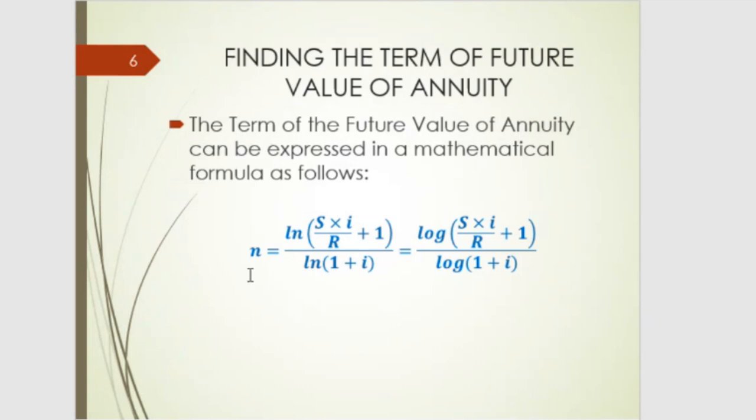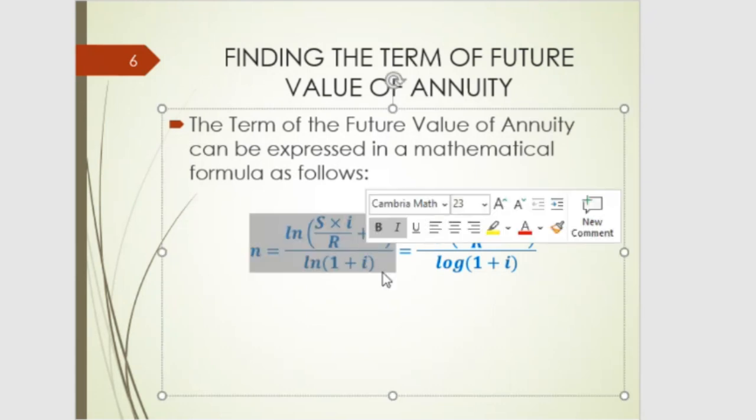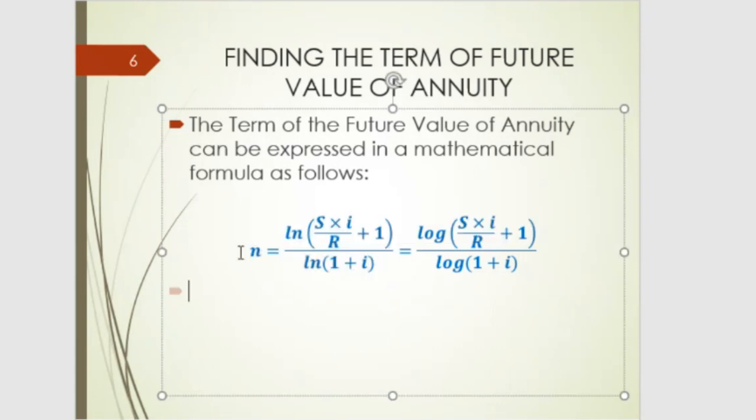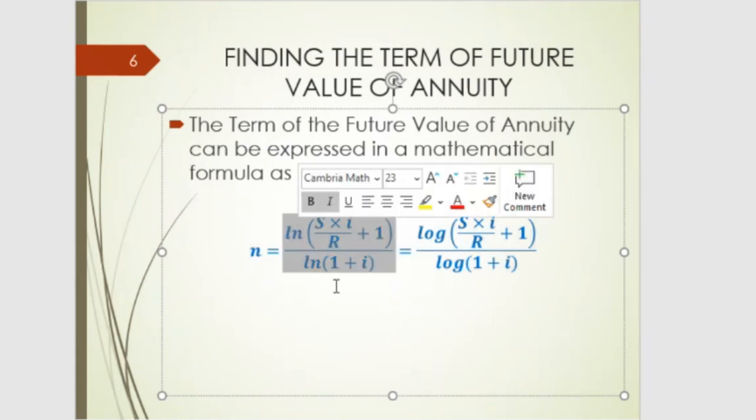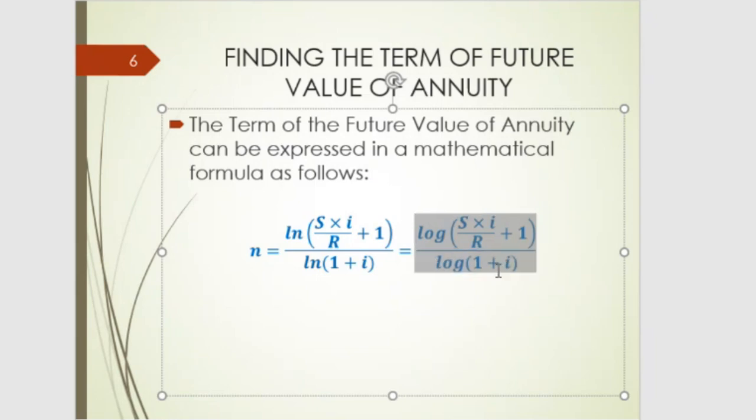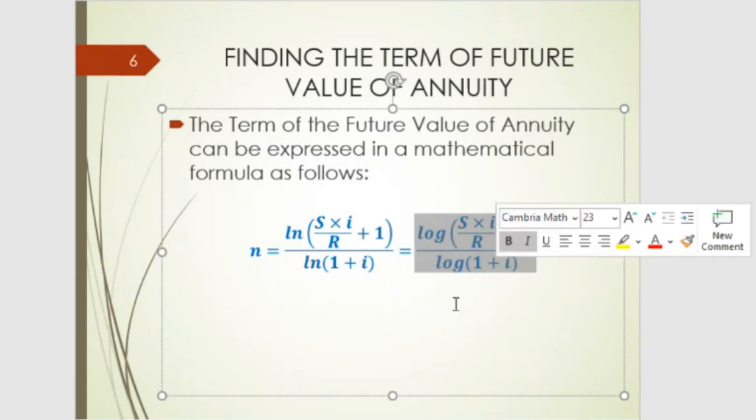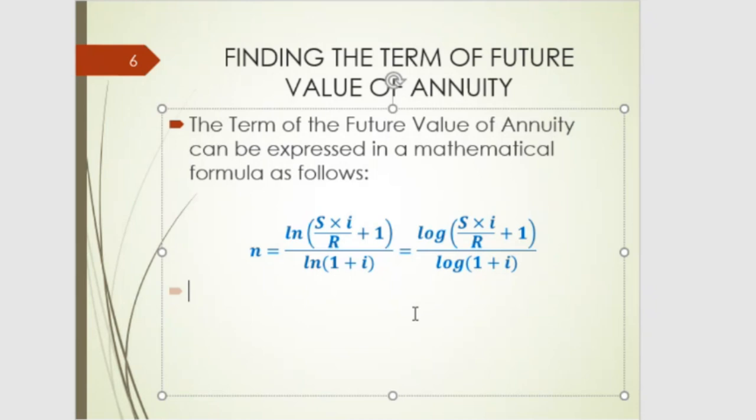Again, to find the term of the future value, which is the number of years, like how long it would take this investment to mature, or for you to have a certain amount, this is the formula that I also derived. You just need to know it. I said that you can use ln, which is the same as using log on a scientific calculator. You just need to know this if they ask you about the number of years.